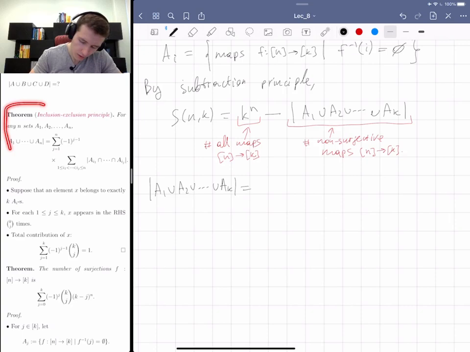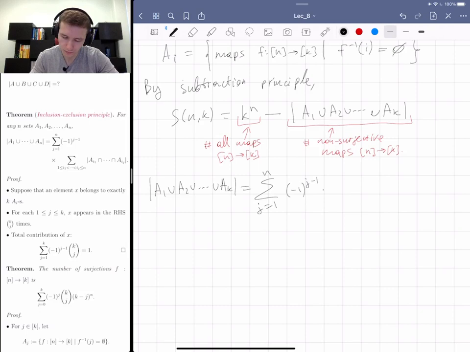So what do I need to do? I need to take the sum for j from 1 up to n, negative 1 to the j minus 1, times this extra sum here. Well, let me just write it down. The sum over i_1 through i_j, the intersection of A_i1 through A_ij. So I need to count the size of such an intersection.